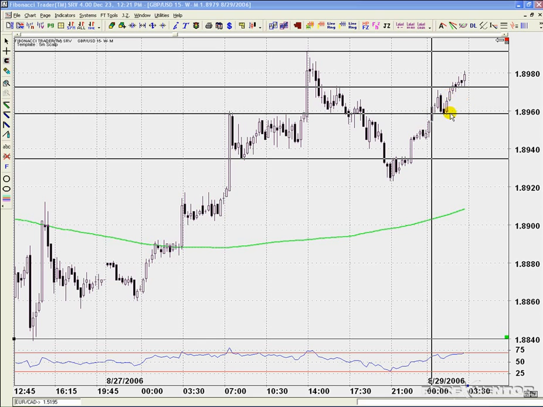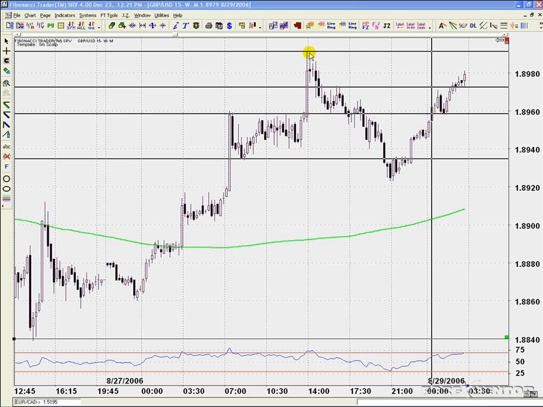Now I've just drawn these horizontal lines here just to give you a feel for where the last few levels of interbank resistance and support are. As you can see here, support became resistance, and resistance became support. Now we look for this resistance to be support, and you could actually look for a trade down towards this line, targeting this high right here.